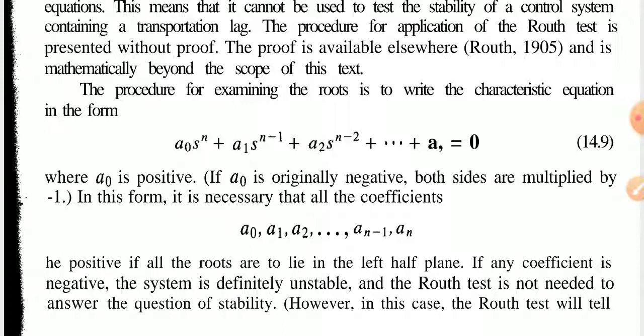Okay, this is a0 s raised to n plus a1 s raised to n minus 1 plus a2 s raised to n minus 2 plus and so on, plus an, is equal to 0. Where a0 is positive. If a0 is originally negative, both sides are multiplied by minus one. In this form it is necessary that all the coefficients a0, a1, a2 up to an are nonzero.